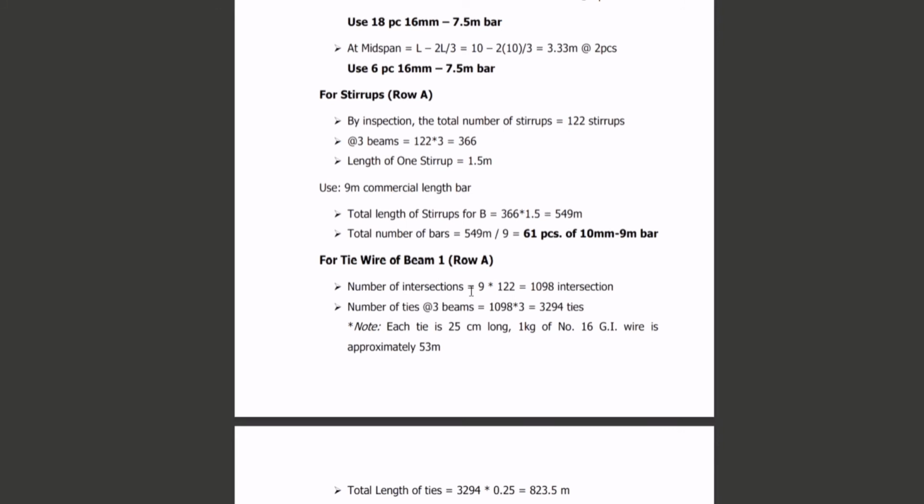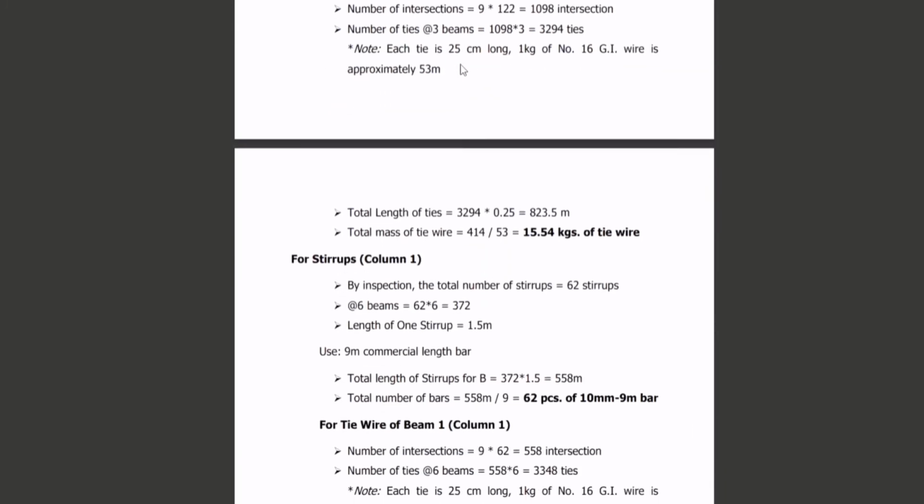Tie wire naman tayo, intersections ang kukunin natin, which is 9 times 122, which is 1,098. Multiply natin kung ilang beams, so 3. So, meron tayong total na 3,294 ties. Then, multiply natin by 0.25 kasi 25 cm kada tie. Tapos, divide by 53, which is equals to 15.54 kilograms of tie wires.